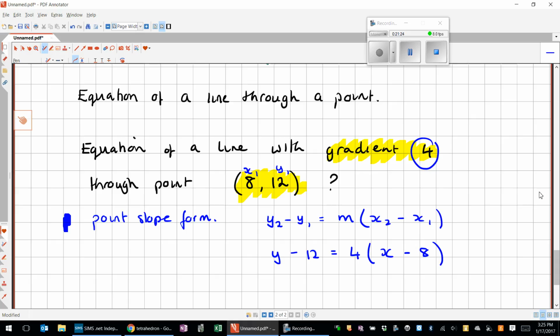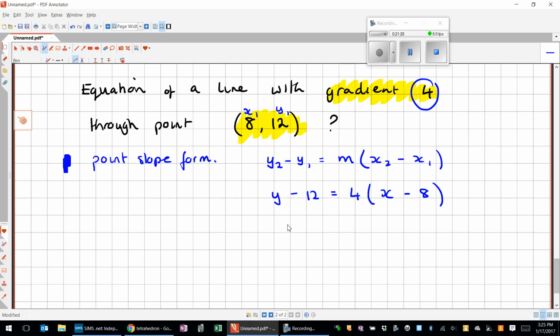So I've got all of that. And then what we do is expand the brackets and simplify. So I've got y minus 12 equals 4x, 4 times x, minus 32. And then we just have to do it so that y is on its own. So we add 12 to both sides. So we've got y, yeah, let's see, that's it.